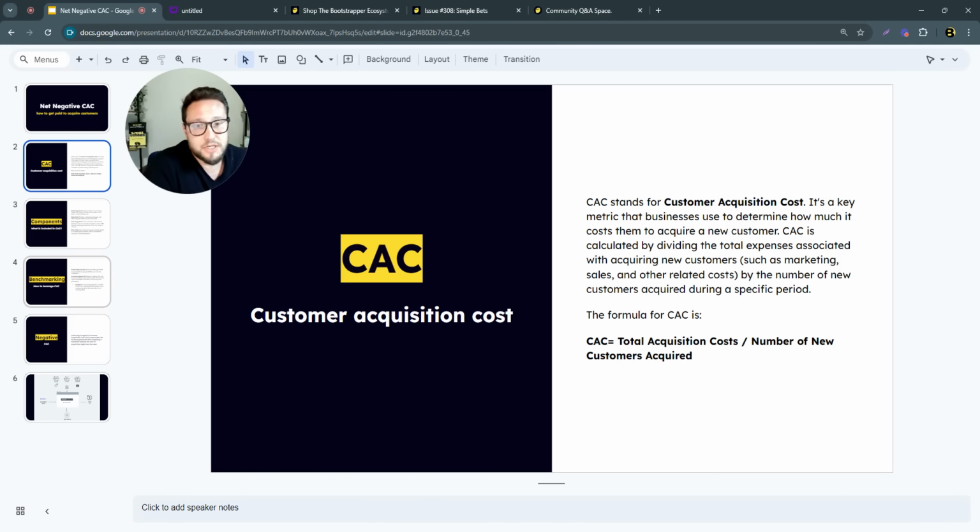So customer acquisition cost is CAC, right? Folks say CAC all the time. What does it actually mean? What does it actually stand for? Why is it relevant, and why is it a term that you really need to understand and realistically master inside of your business as you're traversing the 5 exits of ownership?